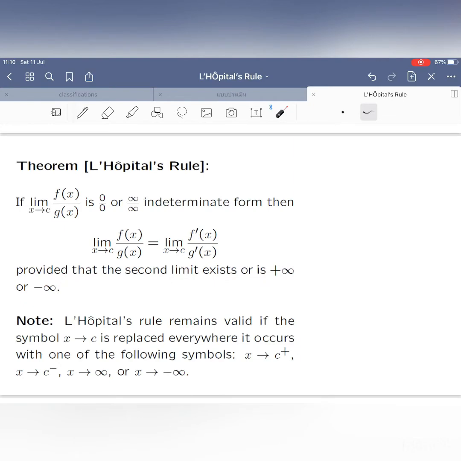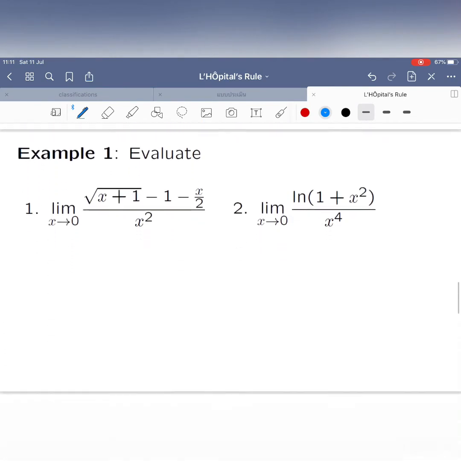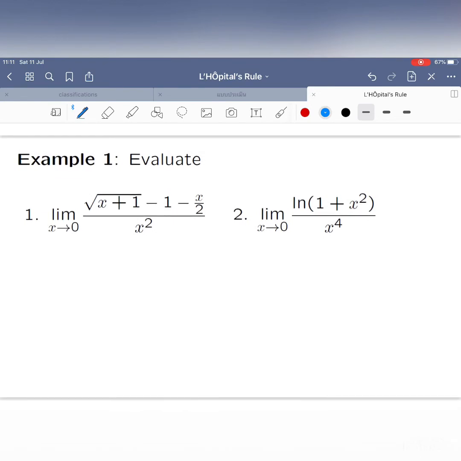Today we are going to go over some more complicated examples. For example, let's look at this one. Of course, in the first example, number 1, as x goes to 0, the square root goes to 1, and then this one goes to 0, so you have 1 minus 1, which is 0. And as x goes to 0, this x squared goes to 0. So this is the indeterminate form 0 over 0.